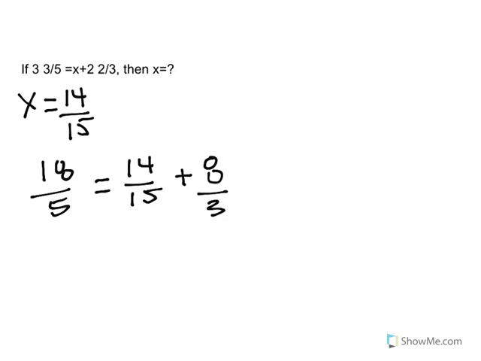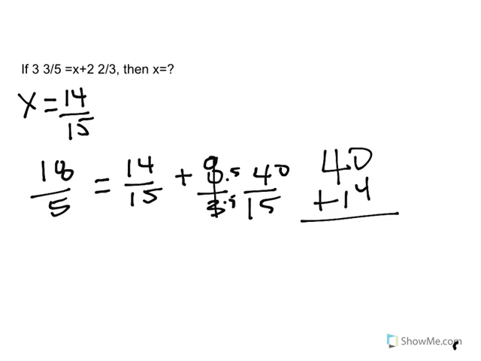Well, we want to add 14 over 15 plus 8 over 3. We can't add those unless we have a common denominator. We know that both 3 and 15 go into 15. So let's change the denominator here. We know that we had to multiply the 3 by 5. 8 times 5 is 40. So now we have 14 over 15 plus 40 over 15. So we have 40 plus 14. 4 plus 0 is 4. 4 plus 1 is 5. That gives us 54 over 15 equals 18 over 5.